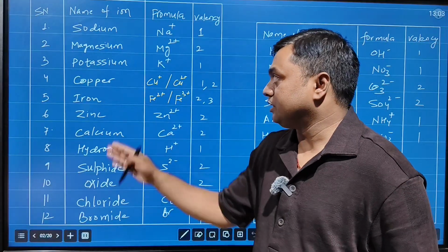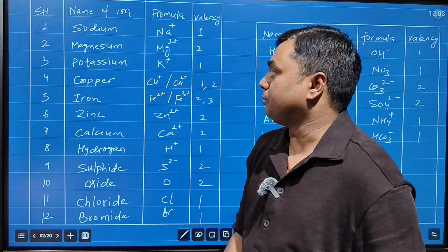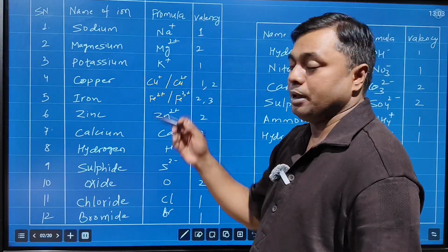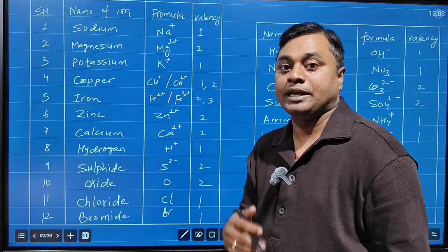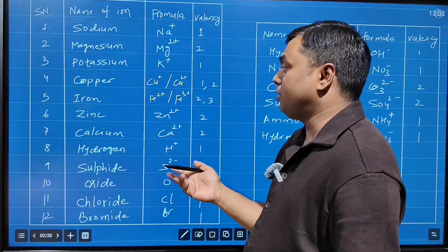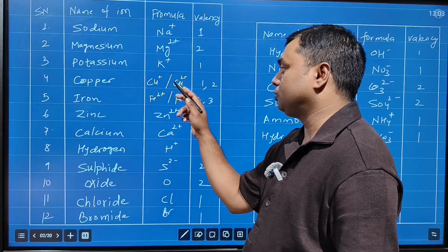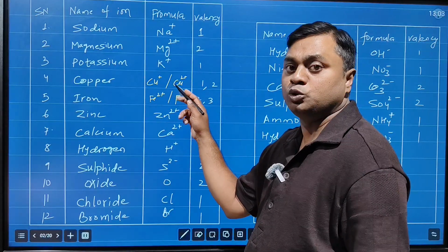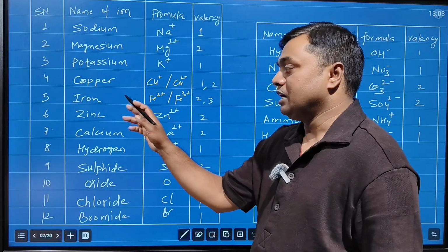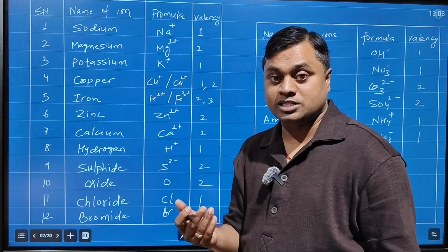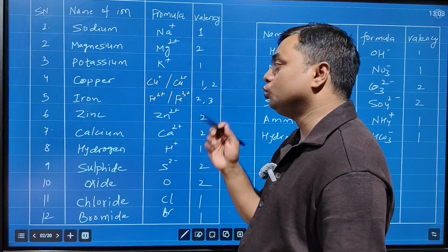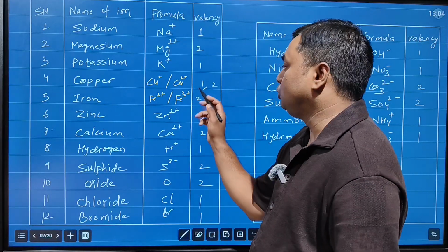You can see here these are the frequently used ions in this chapter, like sodium Na+ and valency is 1, magnesium Mg2+ valency is 2, potassium K+ valency is 1. Copper has variable valency 1 and 2. So Cu+ for valency 1 and Cu2+ for valency 2. The lower valency is called cuprous and the higher valency is called cupric. So Cu2+ is cupric, and Cu+ is cuprous.